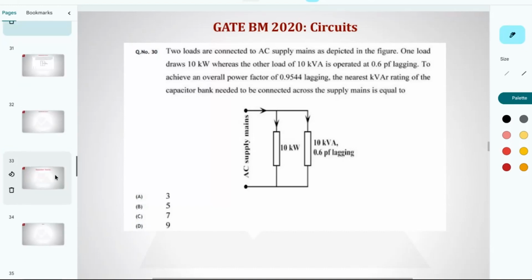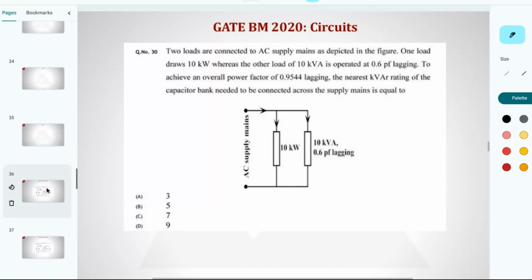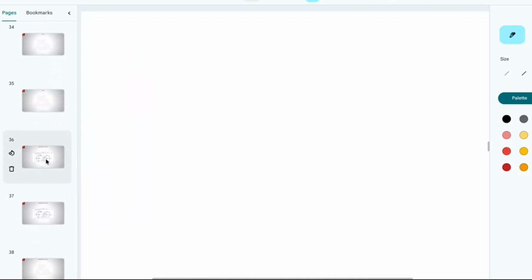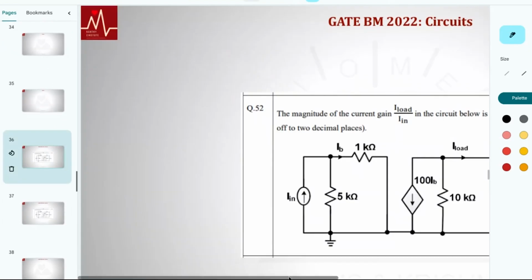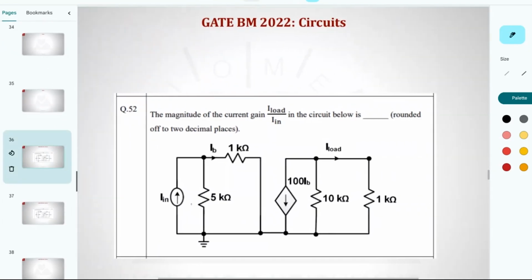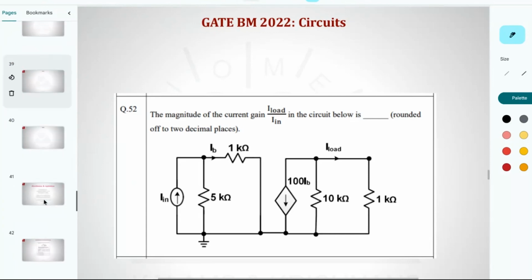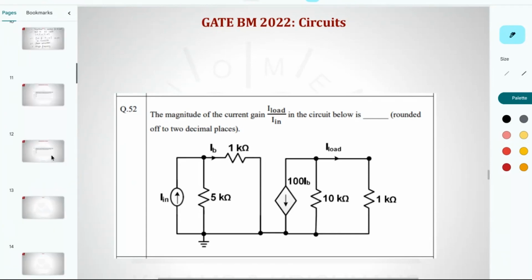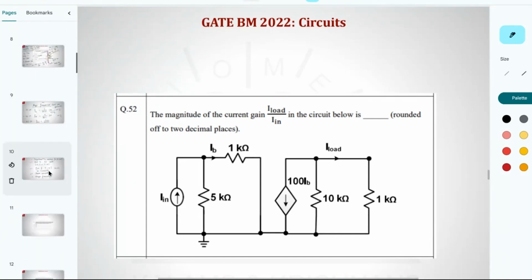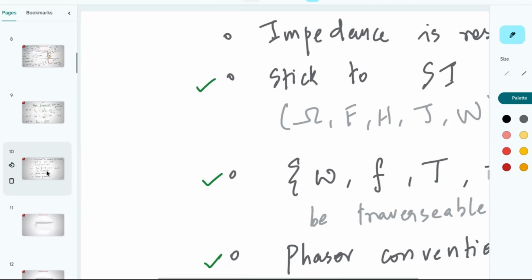Okay, and that brings us to some miscellaneous questions, some BJT MOSFET approximations or models. We have a dependent current source. The current here is 100 IB, right? The KVL, KCL, you should actually solve this. There are some miscellaneous questions. So by now we are actually done with circuits. We'll come back, we'll spend one more class and we'll finish this.